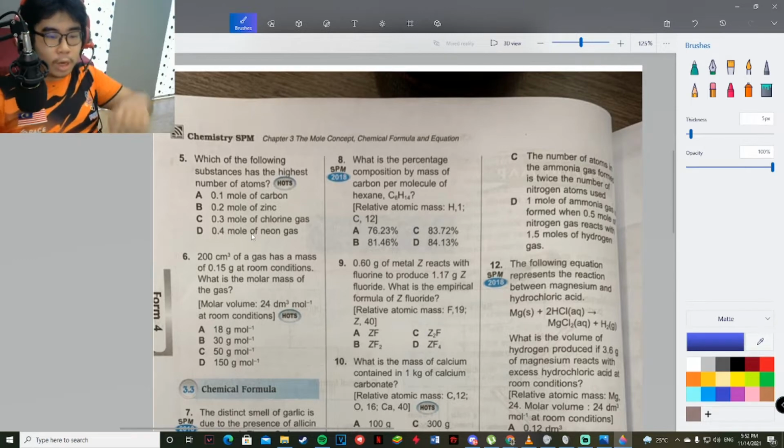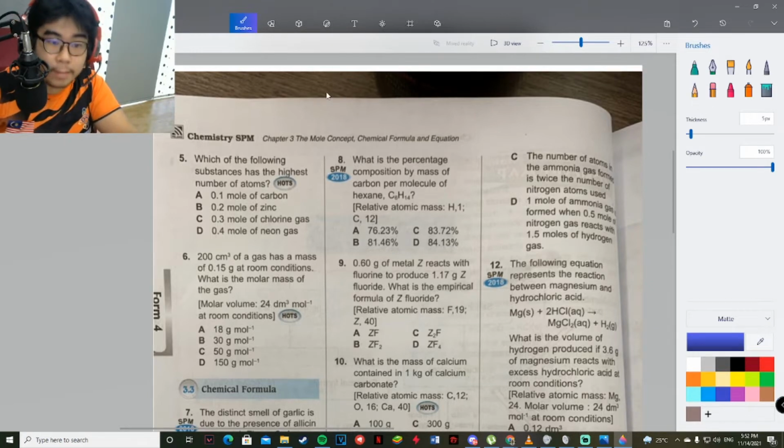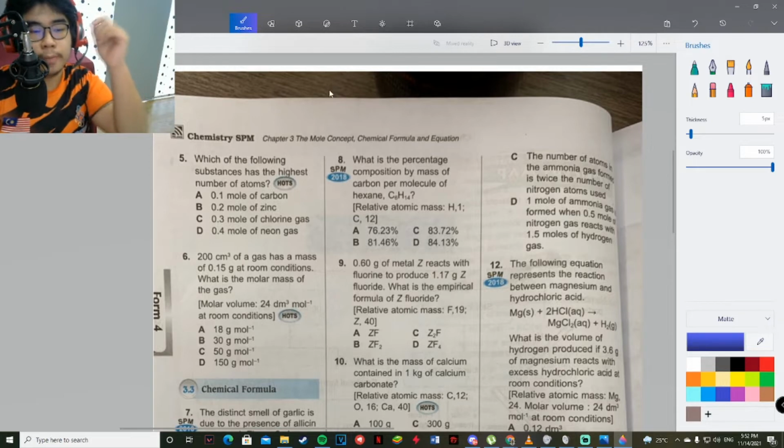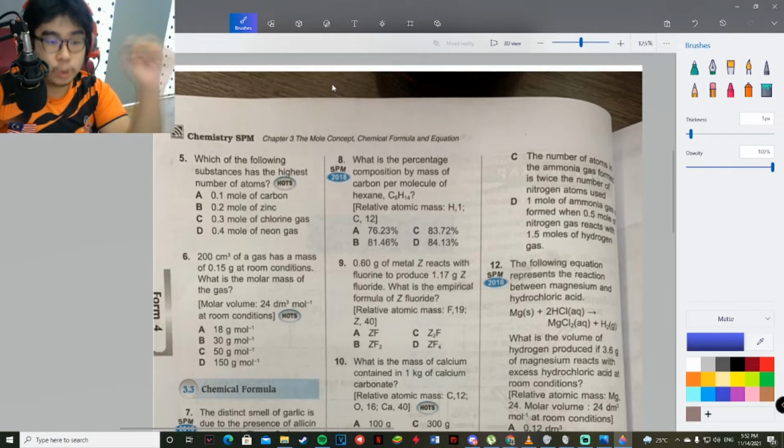So let's hop into Form 4 KSSM syllabus chemistry, which is about the mole concept, chemical formula and equation. For this particular chapter, there are a couple of things that the students should know beforehand, before doing all these questions, which is the interconversion of the mole concept, from mole to mass, from mole to volume, or from mole to number of atoms, or number of ions, or number of particles.